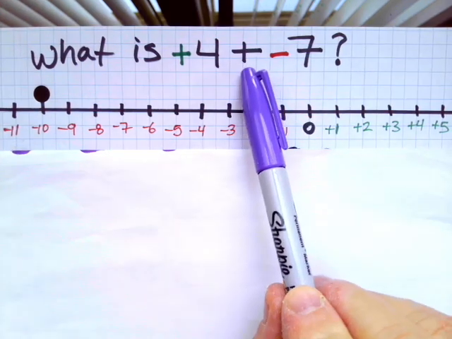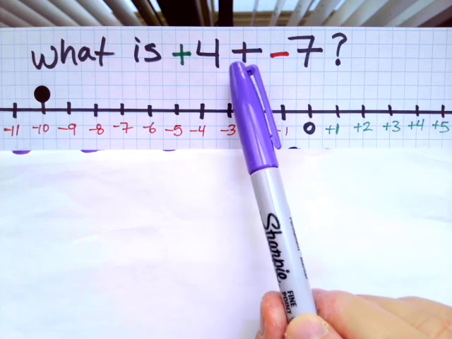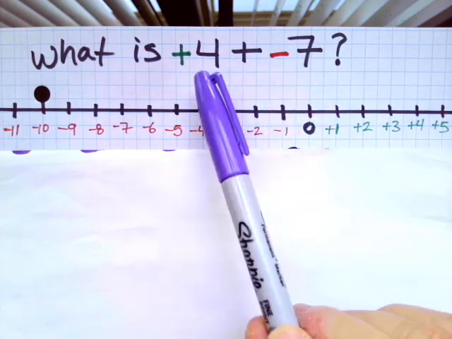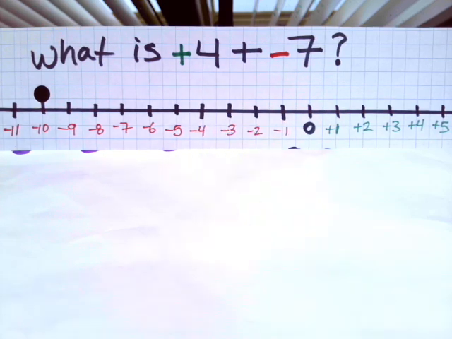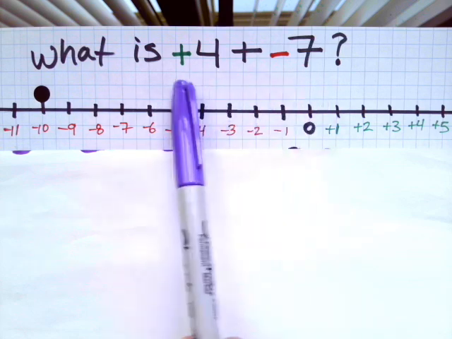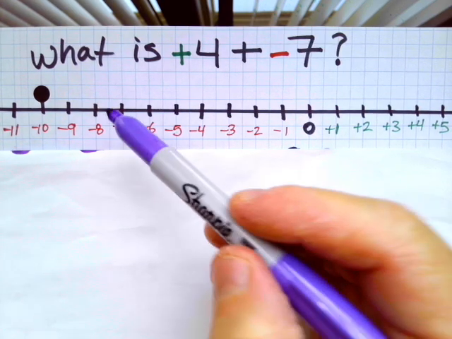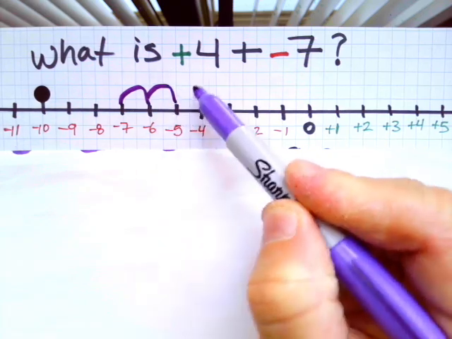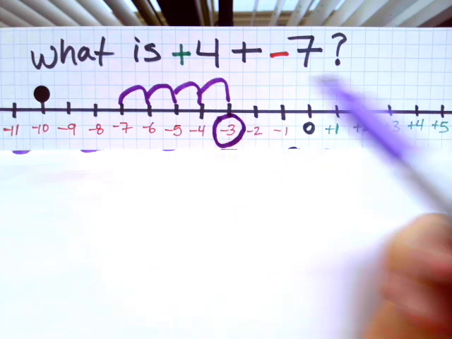What is +4 plus a -7? It's already in addition form. I do not need to do a keep, change, change. What the keep, change, change does is it changes it from subtraction to addition rules. So now it's already in that form. I can start at +4 and go 7 in the negative direction, or I can start at -7 and go 4 in the positive direction. 1, 2, 3, 4. My answer is a -3.